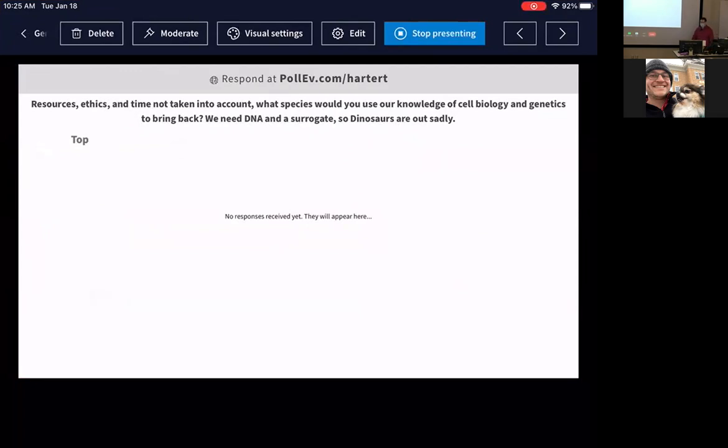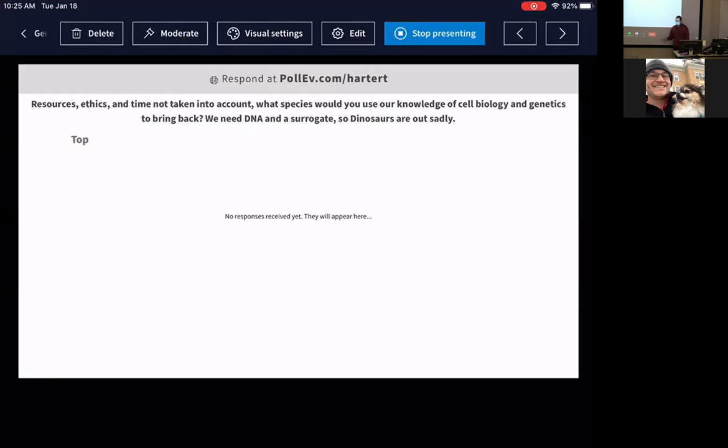So, this is an upvote, downvote thing. I can see when you downvote, so don't be mean and downvote everybody. You can upvote ones that you like. Now, you don't need to say why you want to do this one.